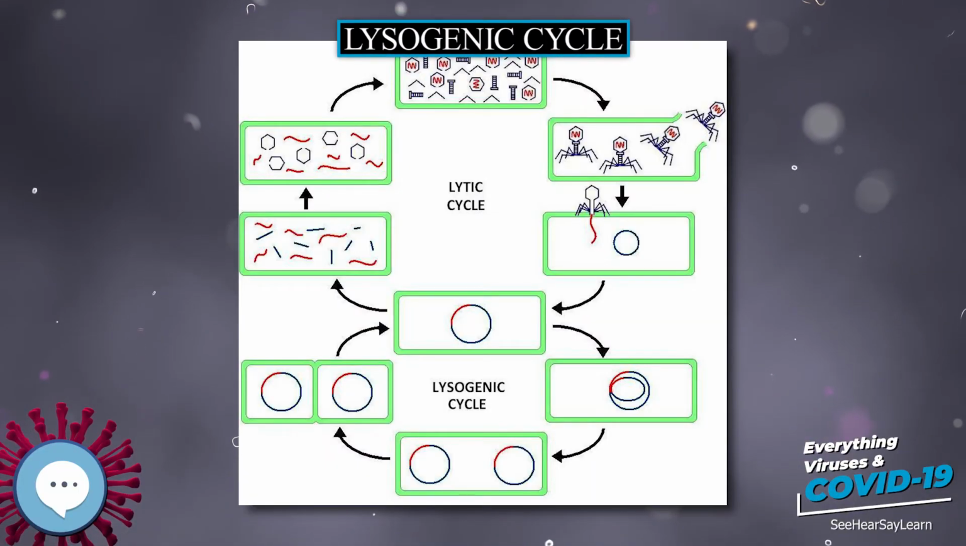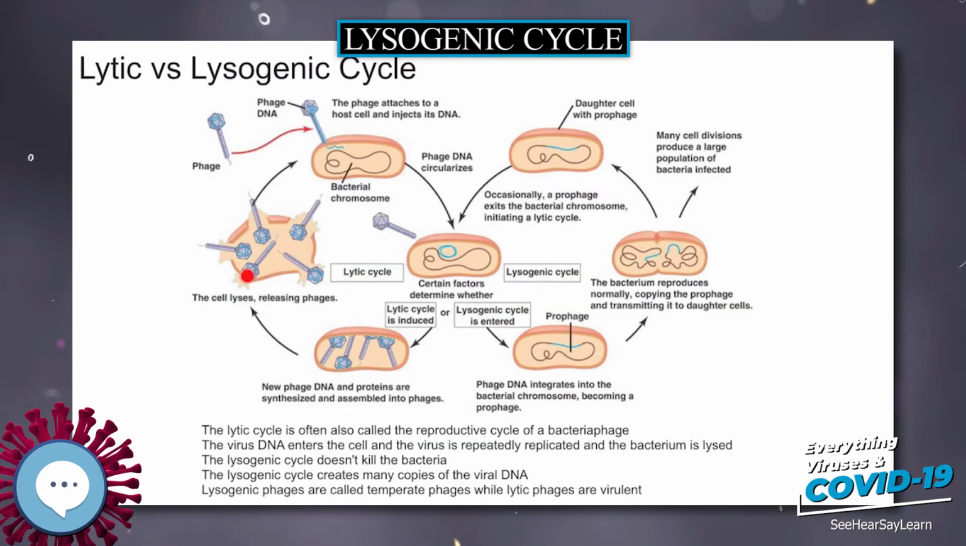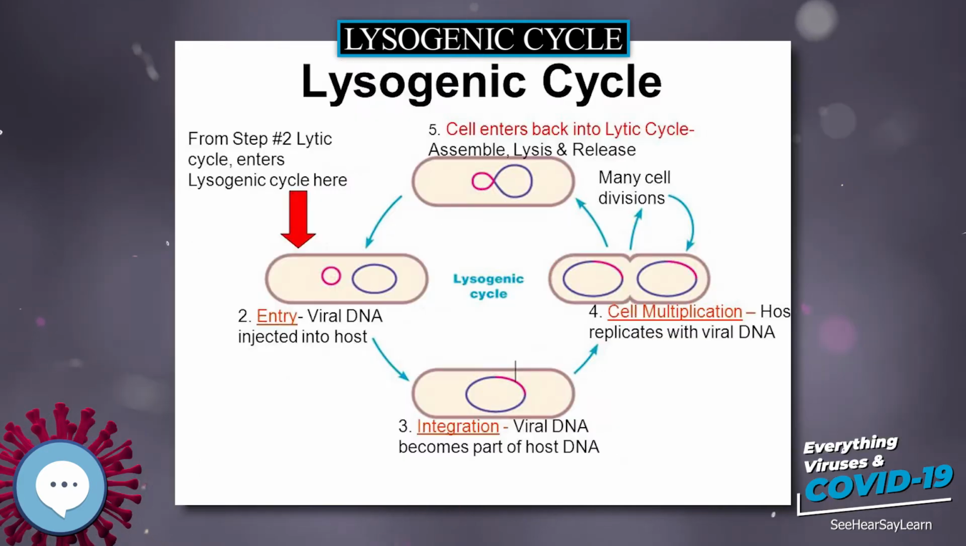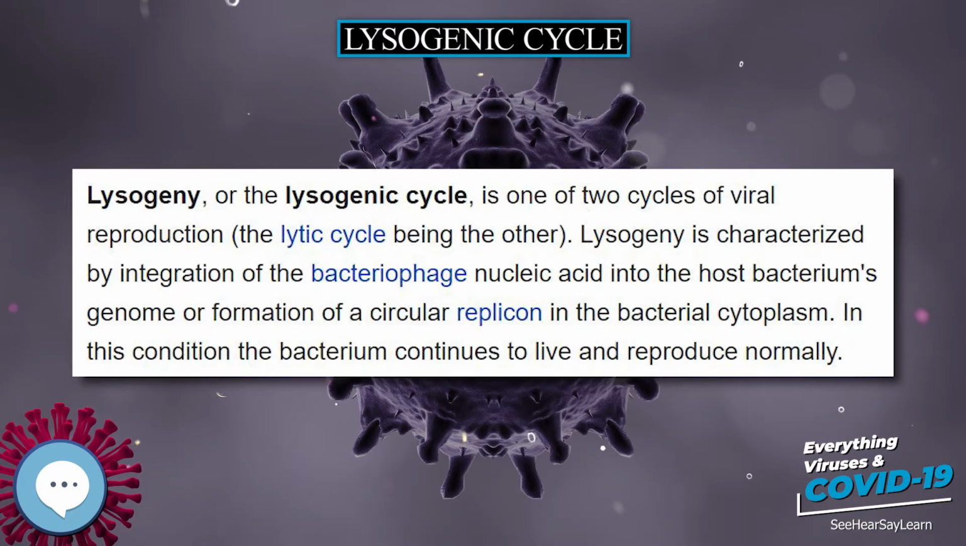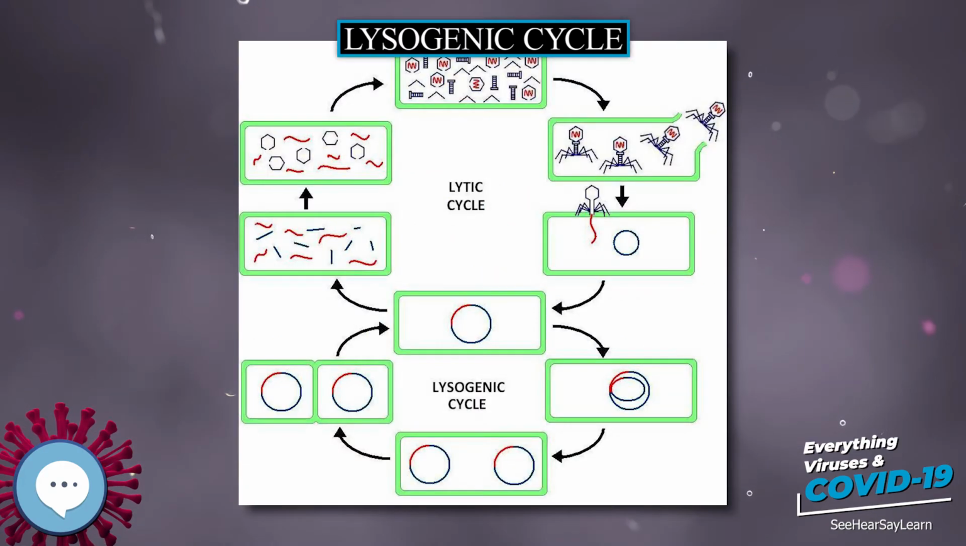Lysogenic cycle. Lysogeny, or the lysogenic cycle, is one of two cycles of viral reproduction, the lytic cycle being the other. Lysogeny is characterized by integration of the bacteriophage nucleic acid into the host bacterium's genome or formation of a circular replicon in the bacterial cytoplasm. In this condition, the bacterium continues to live and reproduce normally.